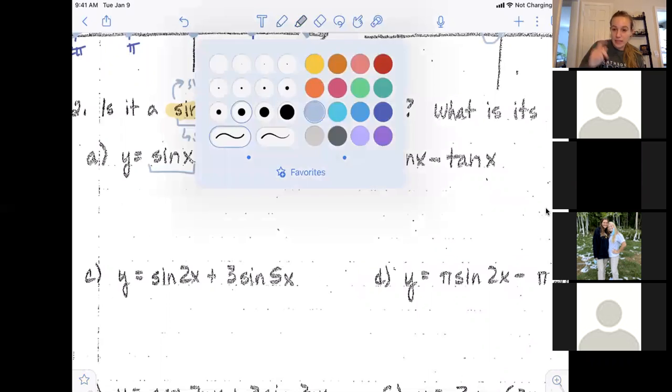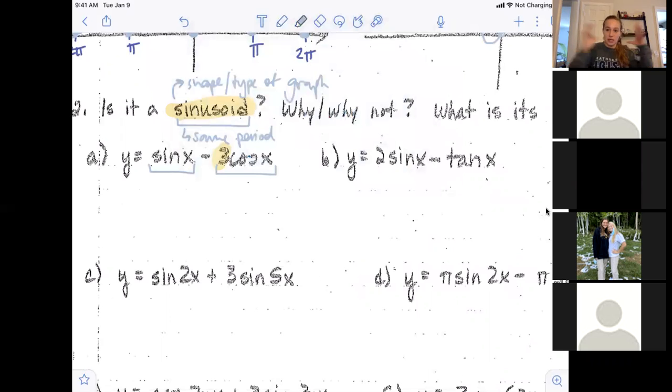The only thing that affects the period, or the horizontal stretch and shrink of a graph, is if there's a number in front of my x. So sine of x, there's no number there. 3 cosine of x, there's no number in front of my x. So those have the normal periods of a graph. So I've got 2 pi and I've got 2 pi. Those are the same. That's it. We say yes.